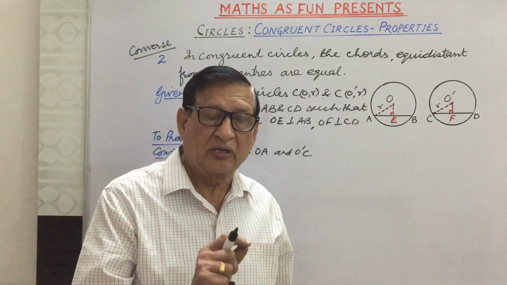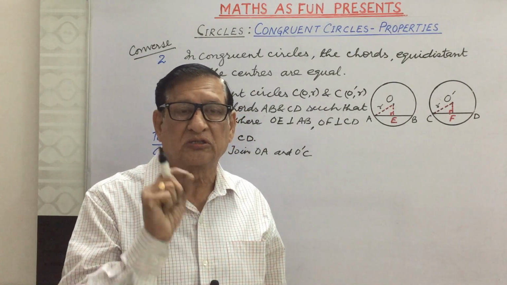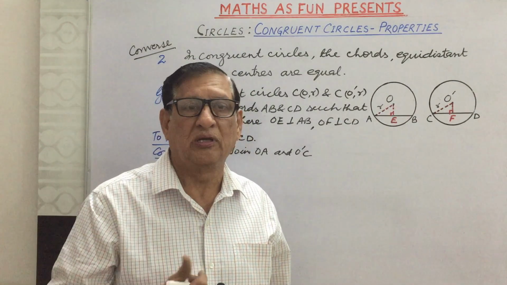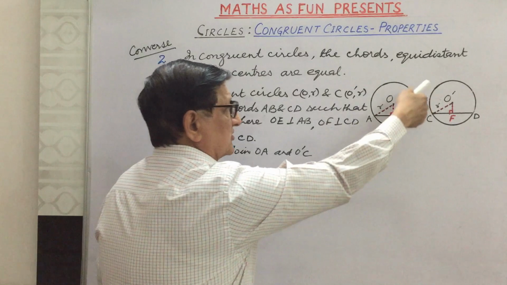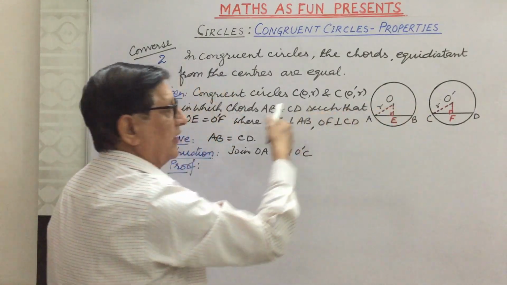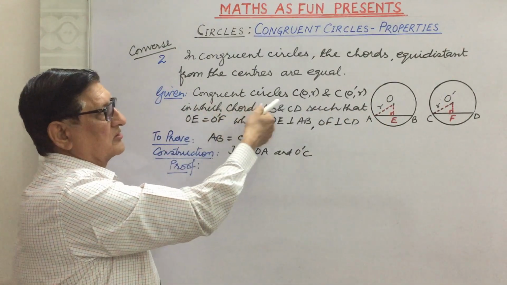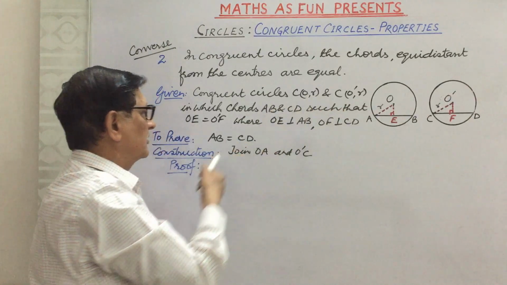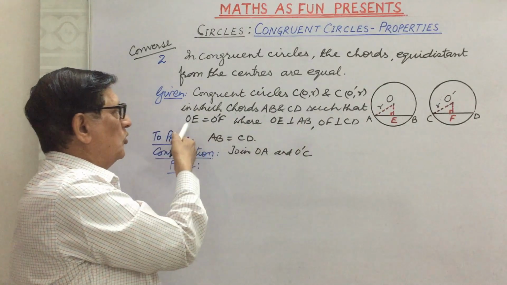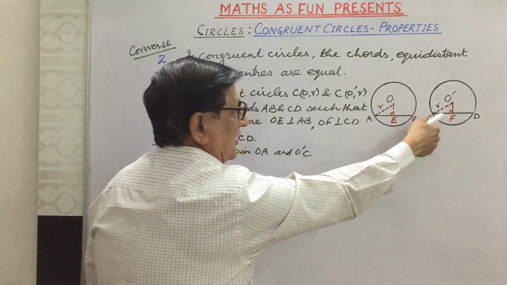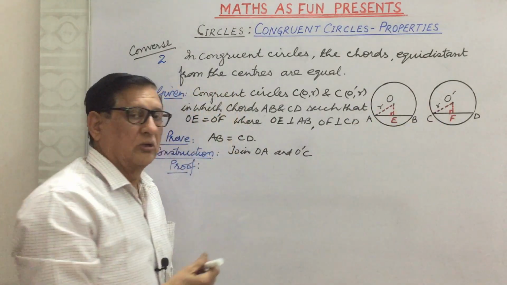The converse of the theorem is that the chords in the congruent circles which are equidistant from the center are equal in length. And to prove that, we draw the diagram here. There are two congruent circles with center O and O dash. The radius of both are R. So we are writing in given congruent circles C(O, R) and C(O dash, R), in which there are two chords given AB and CD, such that OE is equal to O dash F, where OE is perpendicular to AB and O dash F is perpendicular to CD.